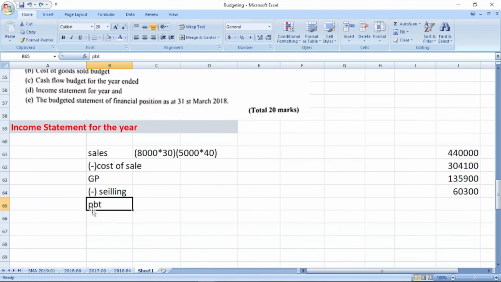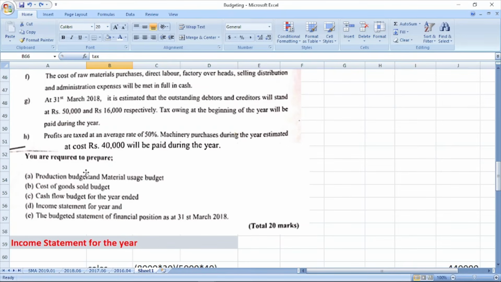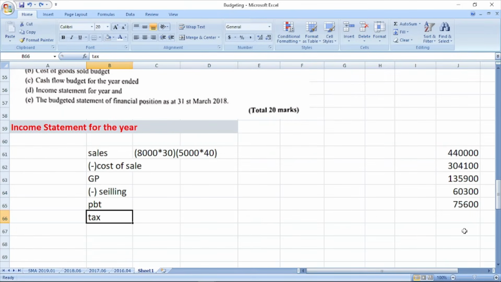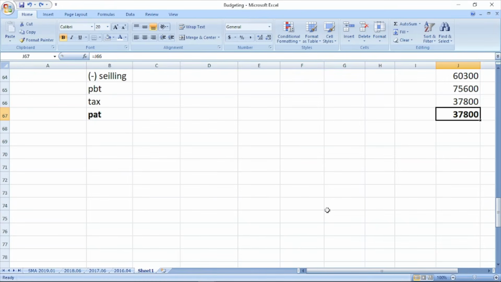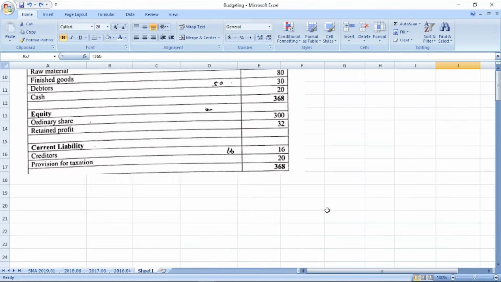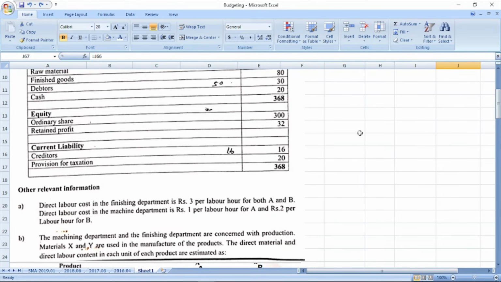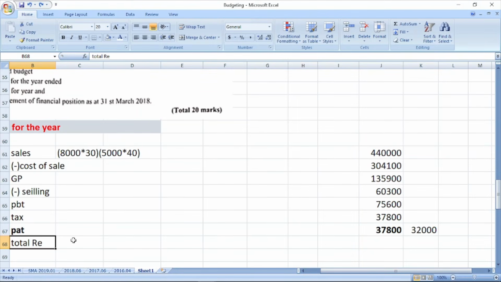Then we can get the profit before tax. Gross profit minus 60,300, it is 75,600. Now we can calculate the tax. Tax is 50% profit tax, an average rate of 50%. 75,600 into 50%, it is 37,800. Now we can get the profit after tax. It is the same, 37,800. Now they mention retained profit 32,000. Total comprehensive income is 69,800.